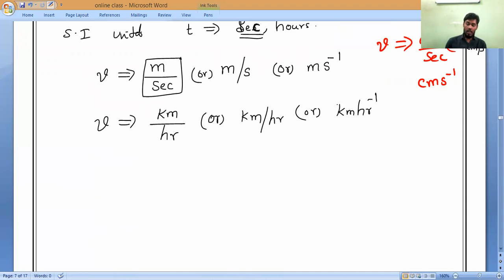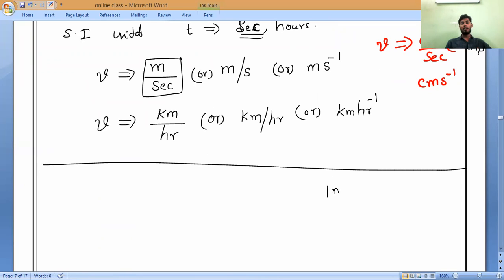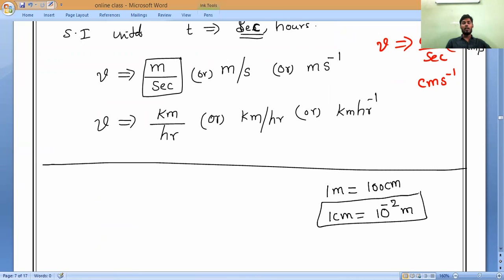Now, as I taught you every time, you might remember. Just for our convenience, as we all know, 1 meter is equal to how many centimeters, guys? 100 centimeters, 10 square centimeters. Very good. In the same way, 1 centimeter equals how many meters? 1 by 100, 10 power minus 2 meters. Is it yes? That is what I taught you in the last class, correct?